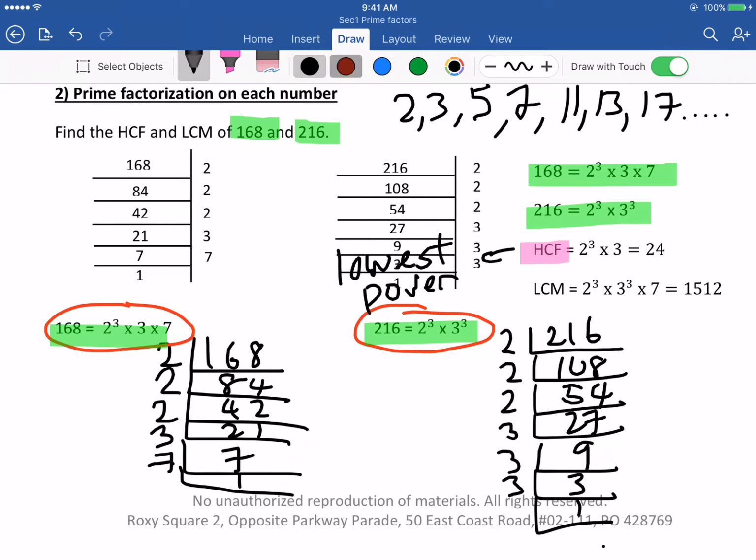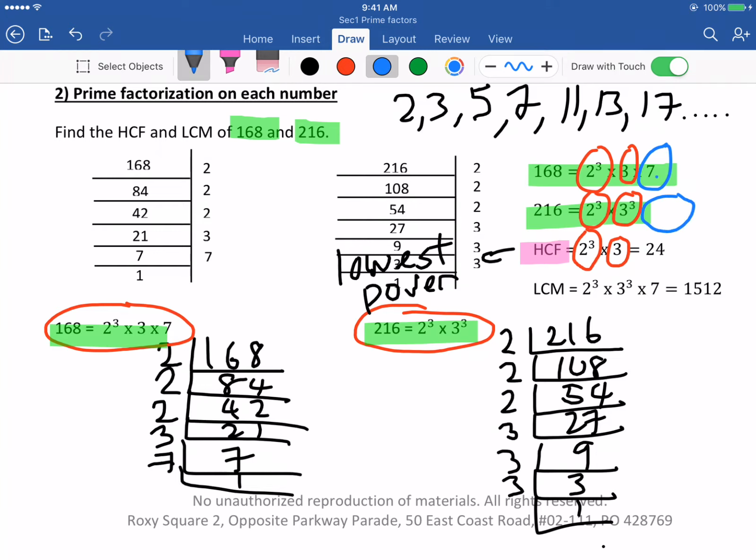Okay, so let's see first. 2 to the power of 3 and 2 to the power of 3. With the same base 2, which one has the lowest power? Apparently both the powers are the same, so that's why we choose 2 to the power of 3 here. Okay, next one, we are comparing 3 to the power of 1 and 3 to the power of 3. Where's the lowest power? The lowest power is 3 to the power of 1. The next one, we are comparing 7, and is there any base 7 here? No.